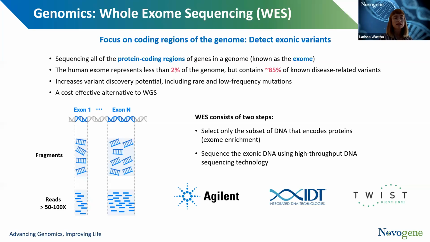And whole exome sequencing consists of 2 steps. First, you want to select only the subset of DNA that encodes proteins, which is known as the exome enrichment. Different companies provide different panels of probes. For example, here at Novogene, we offer Agilent, IDT, and Twist. If you need more information about these different panels, please feel free to contact your local account manager after the webinar. And once you've done your exome enrichment, you can sequence the exome DNA using high-throughput DNA sequencing technologies.